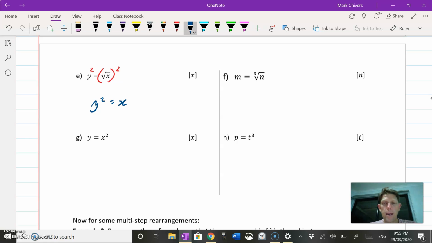And in our next version here, the opposite of the cube root is to cube something. So if we cube that, then we've got to cube both sides, and we'll end up with m cubed equals n.